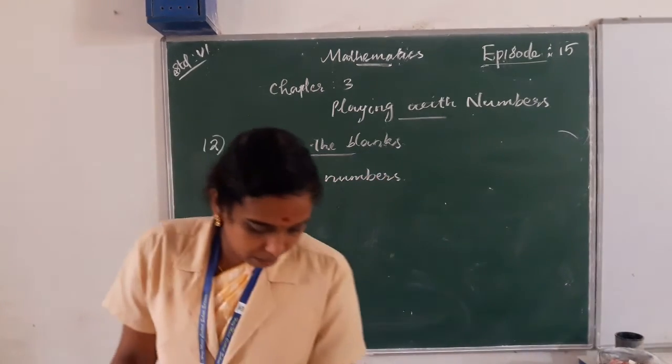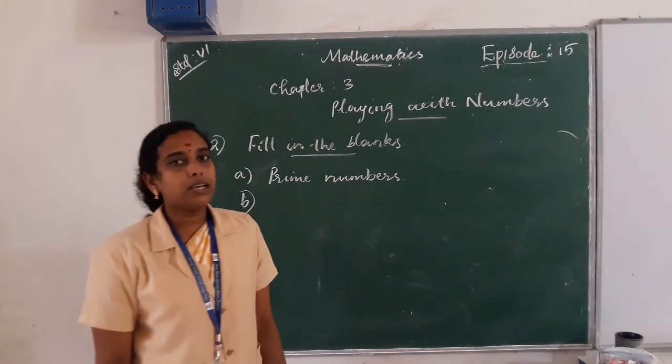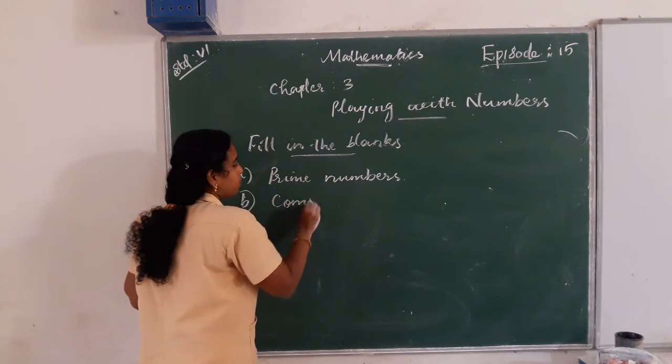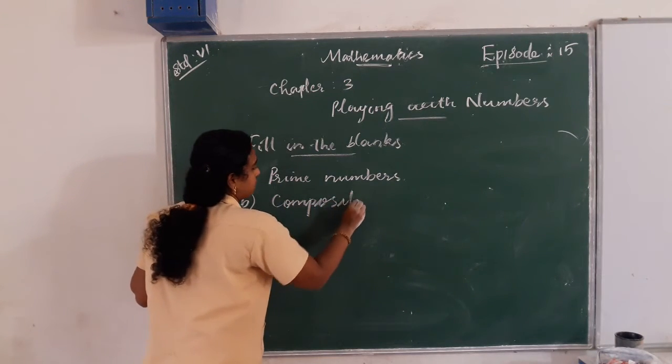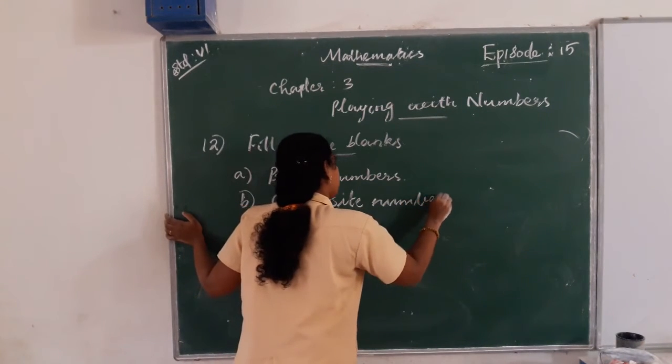And question number B. A number which has more than 2 factors is called a composite number. Composite numbers have more than 2 factors. The answer of B is composite numbers.